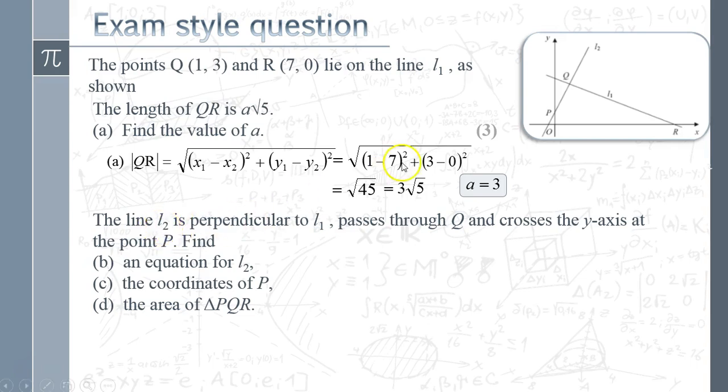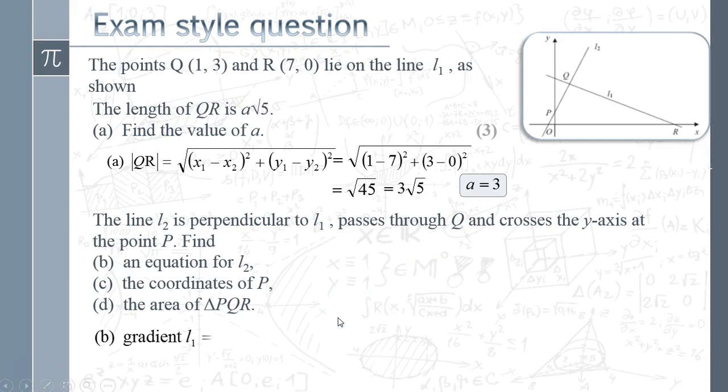We're then told we've got L2. There it is. Perpendicular to L1. And we need to find an equation for the line. So it cuts through at Q. So again, for our equation of the line, we've got the point, which is Q, and we'll be able to get the gradient of L2 by using the gradient of L1.